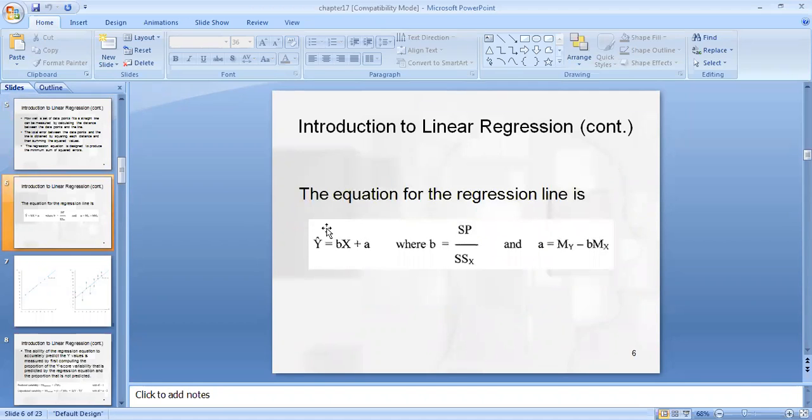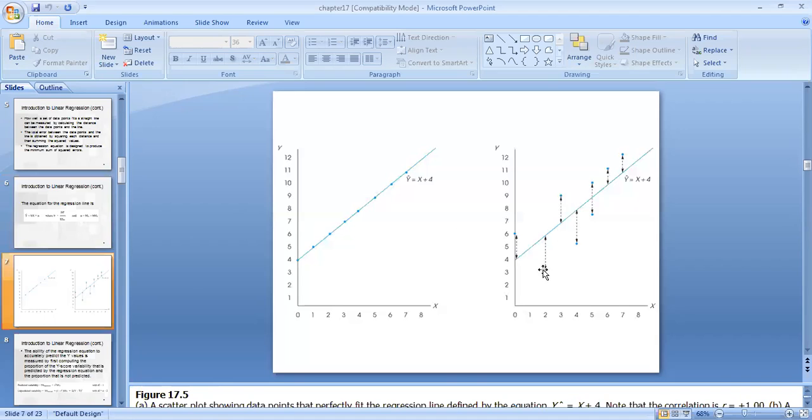Actually, this is the linear regression line, and A is the constant term and B is the slope, which makes the angle with the x-axis, and A is the y-intercept. So B can be written as SP divided by SSX, and A equals, we'll try to solve this.